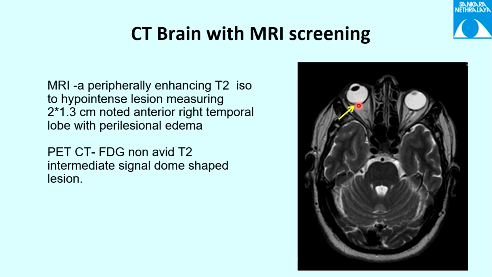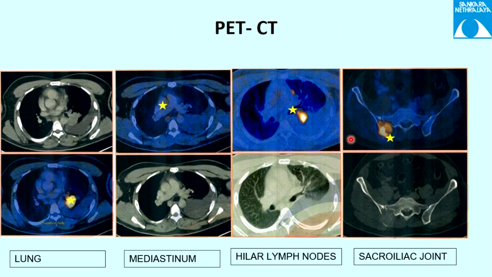MRI shows this peripherally enhancing T2 hypointense lesion. Usually they can appear hyperintense, but on rare occasions it can be hypointense. PET CT with FDG showed a non-avid T2 intermediate signal, dome-shaped lesion within the right eye. And this was our PET CT.